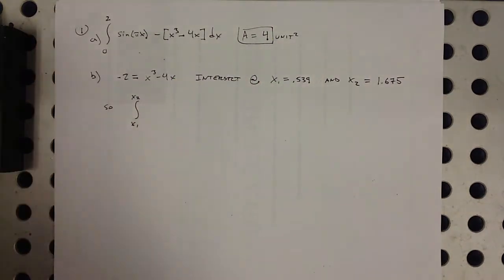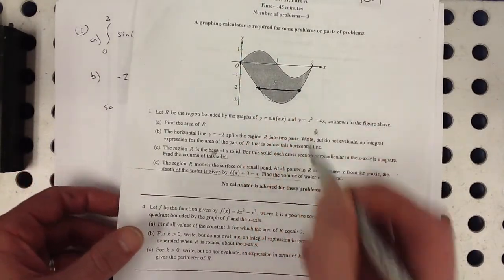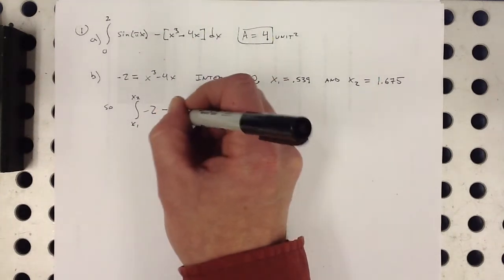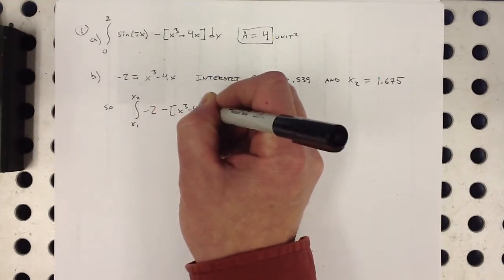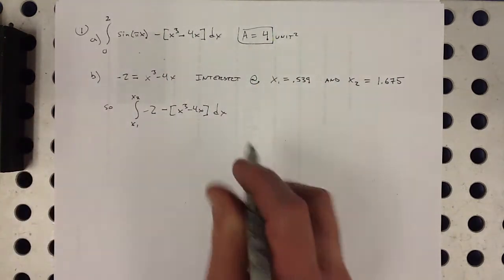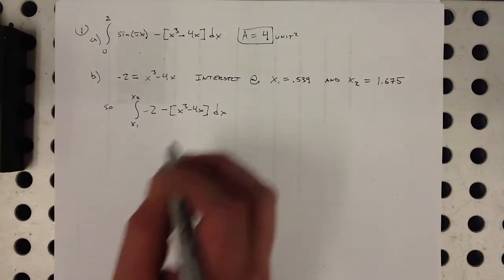And then I need the top function minus the bottom one. The top one is actually the -2 and the bottom one is the cubic. So that's -2 minus x cubed minus 4x dx. Remember, this is not volume yet. We're just finding an area, so nothing's getting squared, no pi's on the outside, just area.